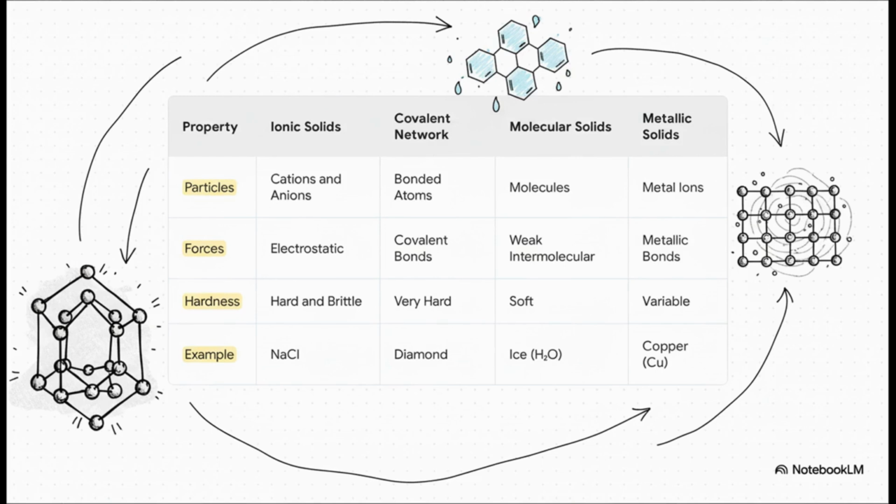Now look over at molecular solids, like ice. The molecules there are just held together by much weaker forces. That's why it's so much softer. And then you get to metals, with this fascinating sea of electrons that holds the whole thing together. You see, the type of bond doesn't just connect the atoms, it gives the material its entire personality.